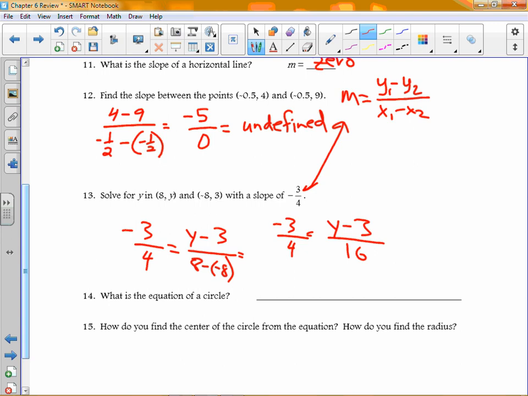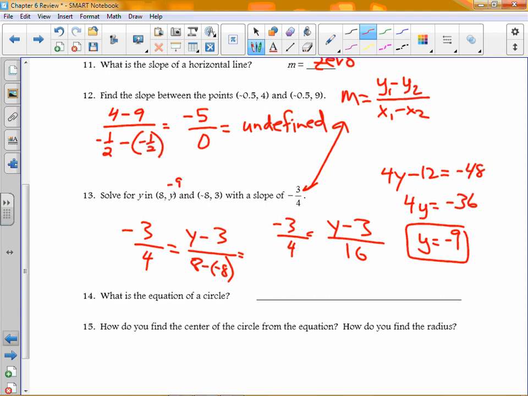Cross multiply. 4 times y is 4y. 4 times 3 is negative 12. 16 times 3, negative 48. 4y equals negative 36. Y is negative 9. So if I took negative 9 and plugged it in here, when I did negative 9 minus 3, I should get something that reduces to 3/4. Let's see if it does. Negative 9 minus 3 is negative 12. Negative 12 over 16 reduces to negative 3/4.